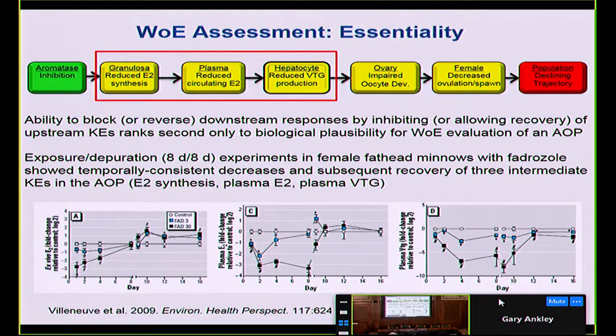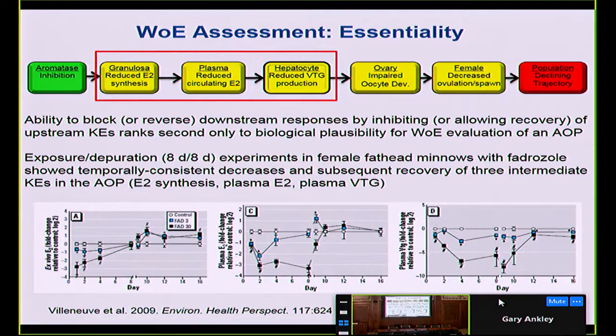So what you see is upon exposing the fish to the fadrazole, you see a very rapid decrease, and this is the left-hand box, a very rapid decrease in the ability of the fish, the ovaries, to produce estradiol. It tends to track back up during the actual exposure. This is actually reflecting a compensatory response in the system. But when the chemical is turned off at day 8, you see a total recovery, in fact, a little bit of an overshoot in the ability of the animals to synthesize the estradiol.